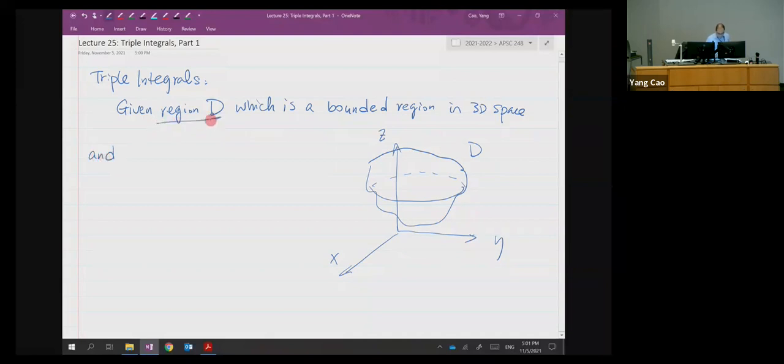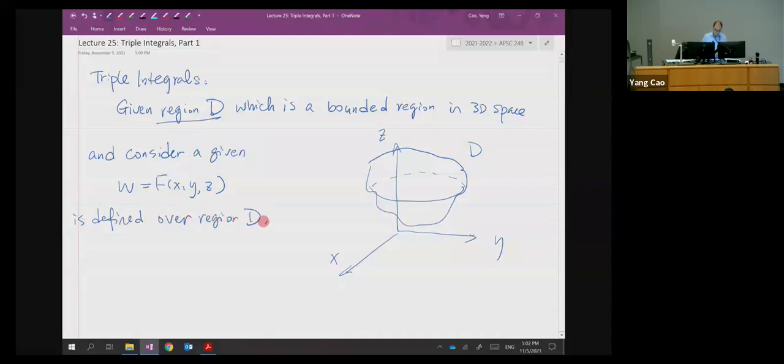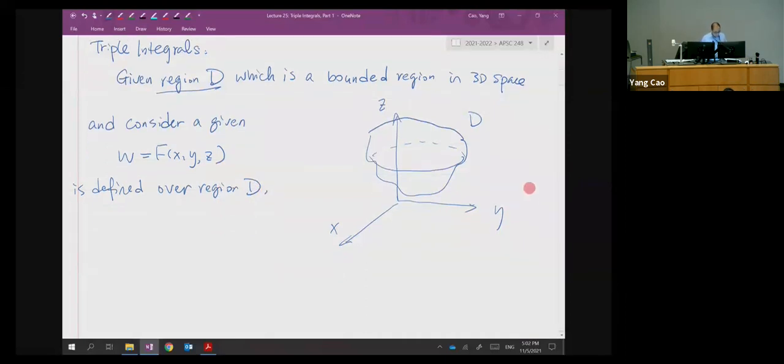At the same time, you have a region D, and also consider a given function, let's call it W. This time, this W is a function of 3 variables. So W equals f of x, y, z. And this function is defined over region D. So those are the given conditions here.